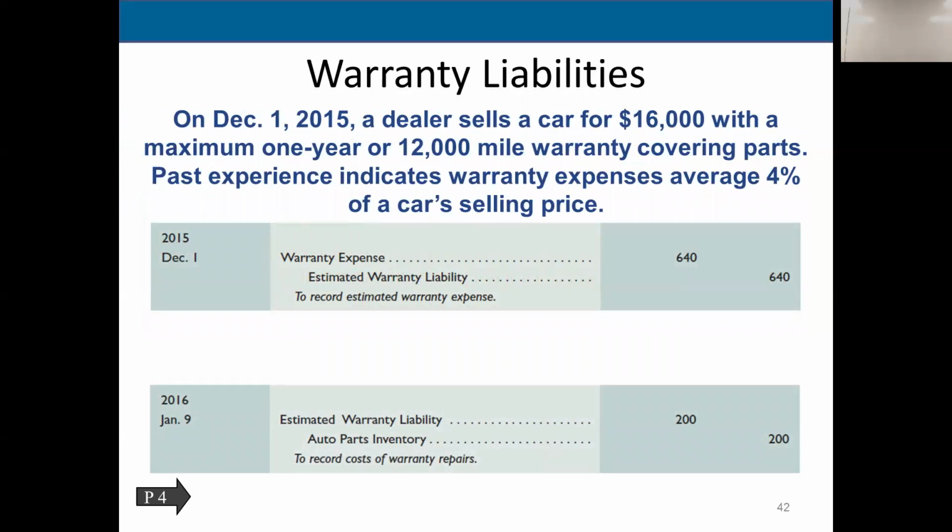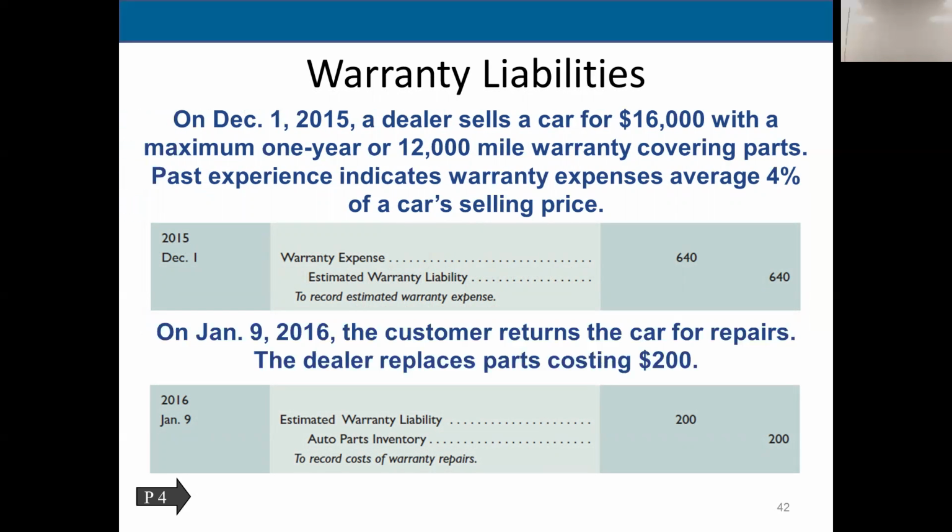So on December 1st, we sell a car for $16,000 with a maximum 1 year or 12,000 mile warranty covering parts. Now, how are we going to make this estimate? The first place that employers look is past experience. So past experience is going to indicate warranty expenses average 4% of the selling price. So again, on December 1st, our warranty expense, we're expecting $640.